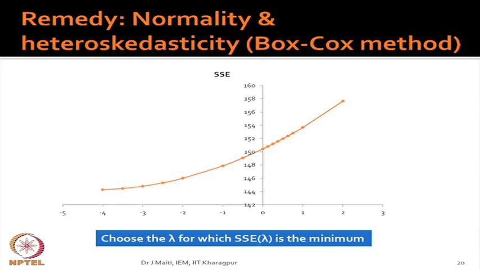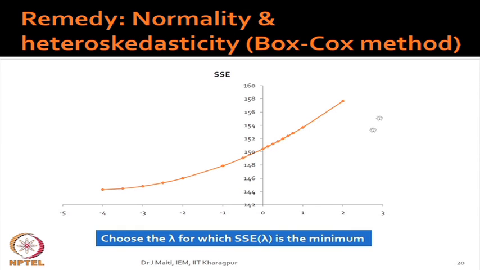So, first, for various lambda values we have to find out the y and find out the SSE. Yes. So, in that way, every time we have to do it, and when the SSE is minimum, that lambda you will consider for the regression equation. This is the Box-Cox method, as given in Montgomery et al., 2003. This is the way Box-Cox transformation is done.